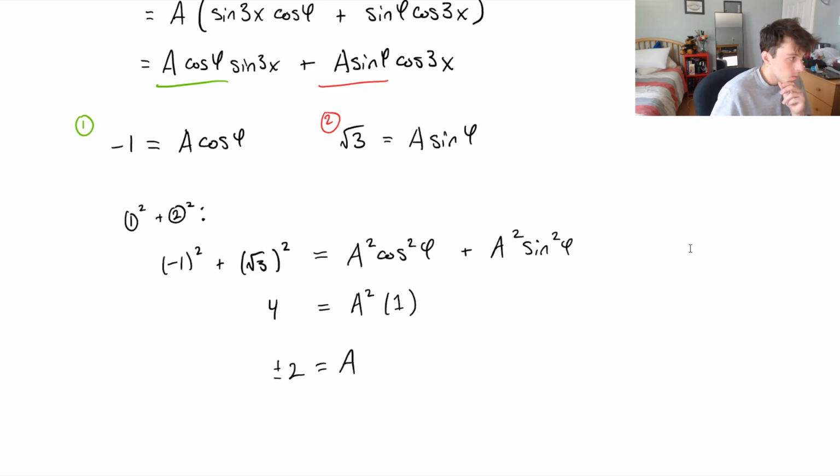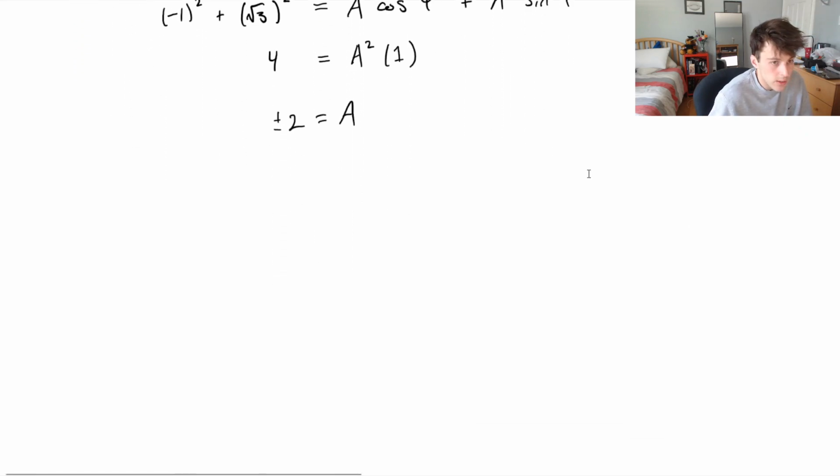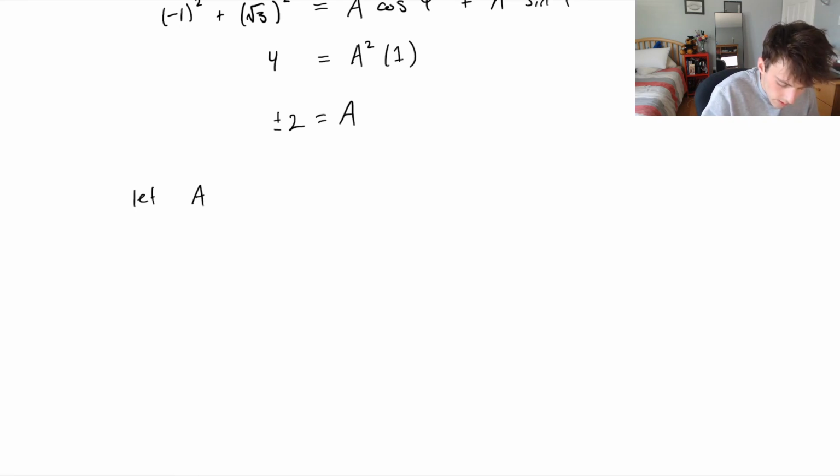Great. You can choose either value of a here and then solve for the respective phi, and that will just give you multiple solutions. So we can choose whatever we want. In this case, let's choose negative, because when I was doing my general cosine function video, we chose positive a. So let's let a be equal to -2.